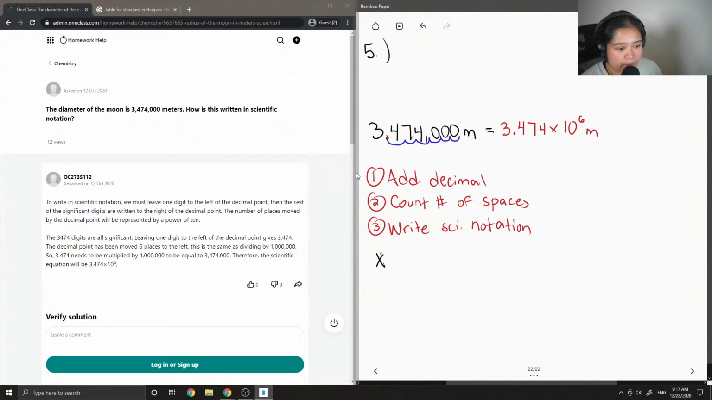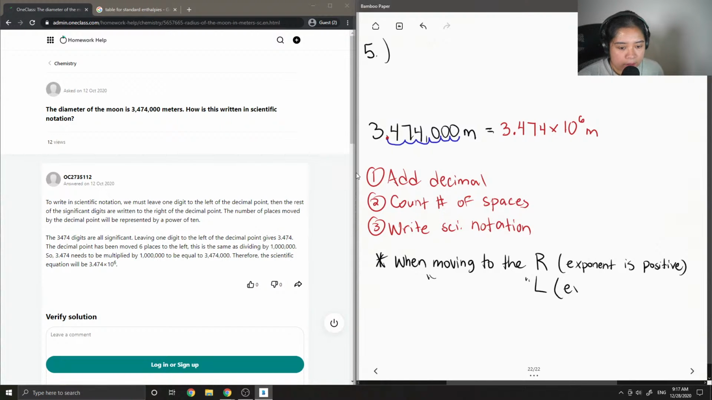So I'll just write a note down here. When moving to the right, so we moved 6 spaces to the right, our exponent is positive. And then when moving to the left, the exponent will be negative.